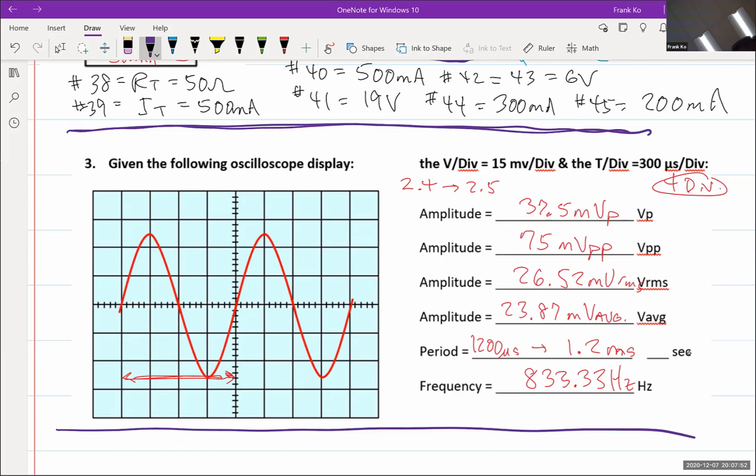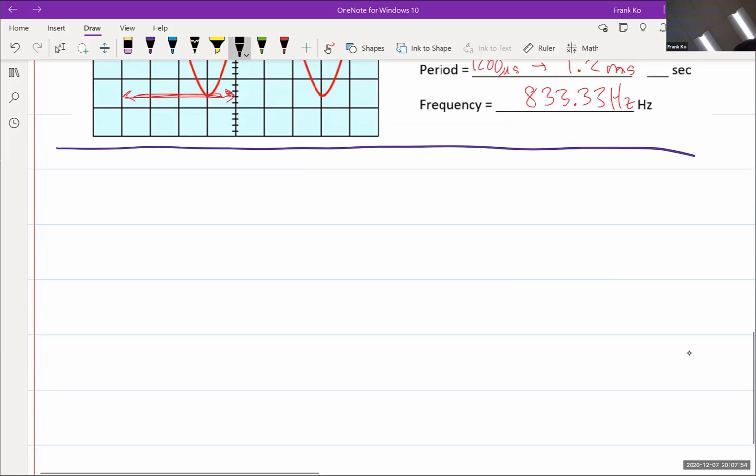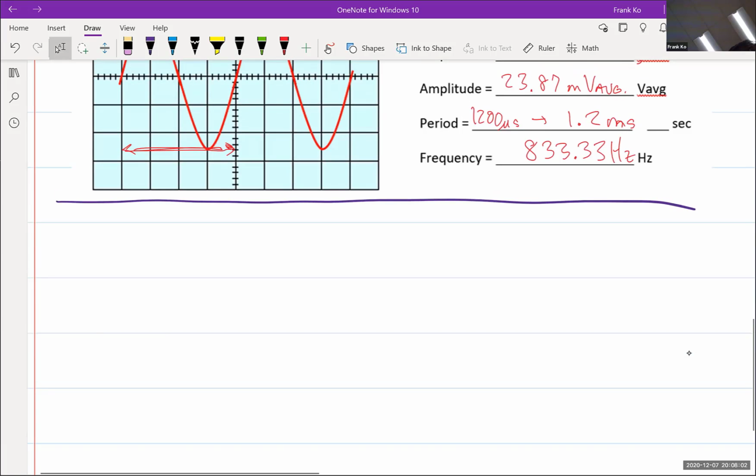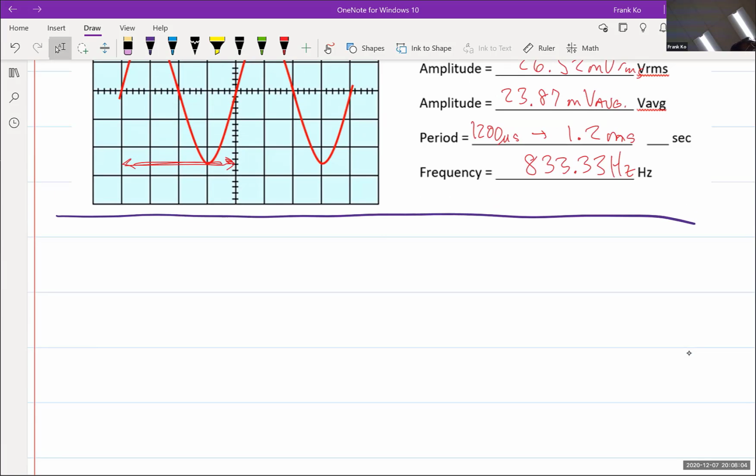Next. So number 47, VRMS sine wave. The answer for number 47, let's go to Robert. What do you have for number 47? Okay, so number 47 is, what is significant about VRMS?